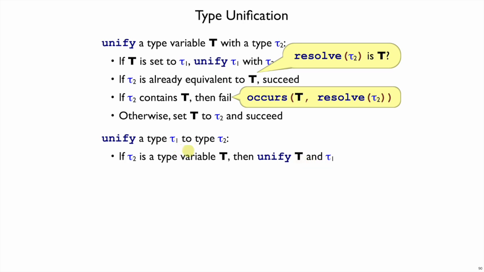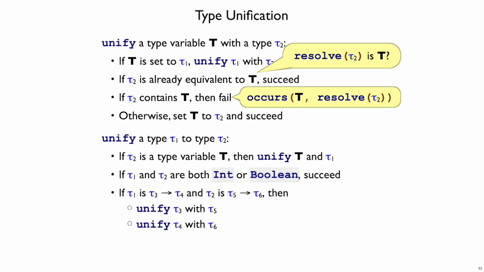Okay, so it must be that tal1 and tal2 are not immediately type variables. In fact, they might both be int or boolean. In that case, we can succeed. Or they might both be arrows. And if they are both arrow types, then we've got argument types and result types here. And we recur with both of those pairs. So we take the argument type of tal1 and the argument type of tal2, see if those can be unified, and do the same with the results. And if both of these unifications succeed, then we're all okay.